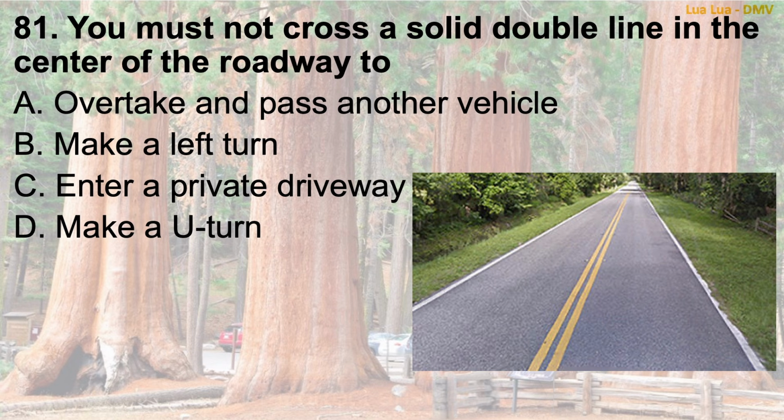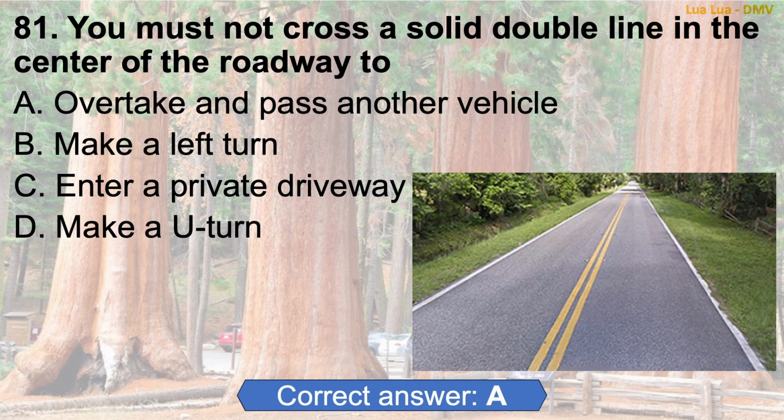Question 81. You must not cross a solid double line in the center of the roadway to A. Overtake and pass another vehicle. B. Make a left turn. C. Enter a private driveway. D. Make a U-turn. The correct answer is A. Overtake and pass another vehicle.